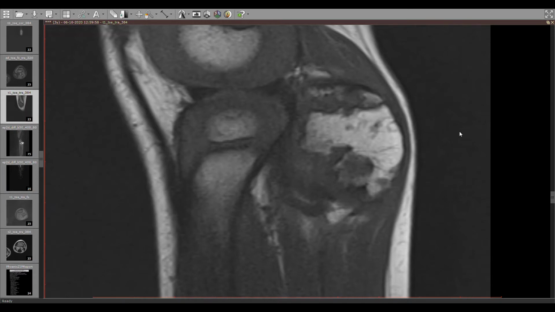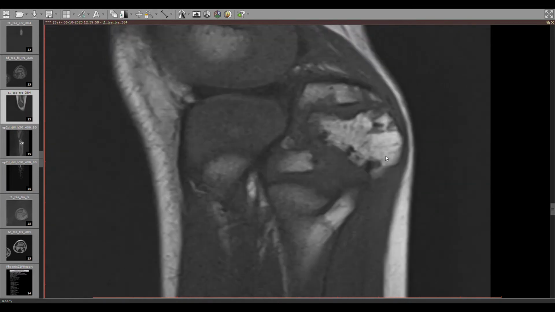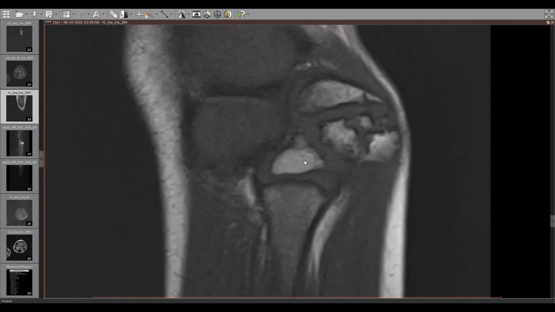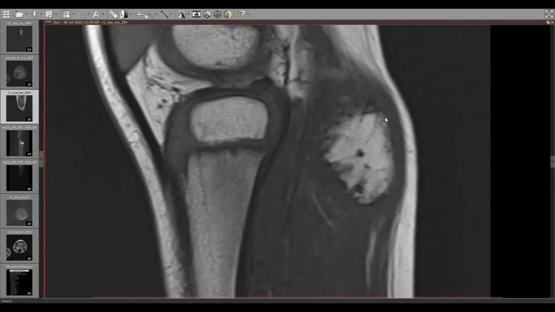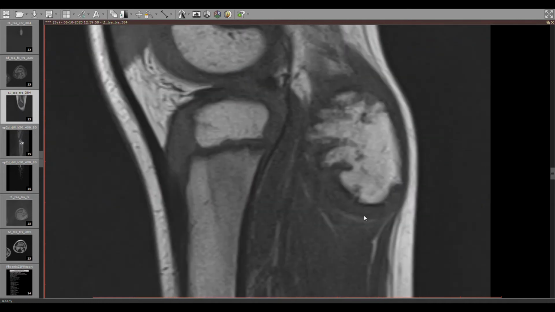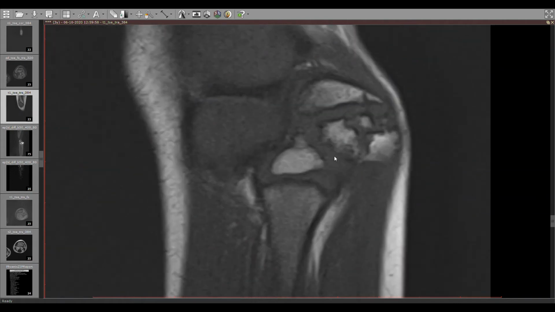These are T1 weighted images, and we see that this lesion is located in the popliteal fossa. It is closely related to the epiphysis and growth plate, and it has signal which is similar to the bone. There is tissue overlying the lesion, which is intermediate signal intensity. It is causing mass effect on the gastrocnemius muscle. The epiphysis itself is relatively preserved.